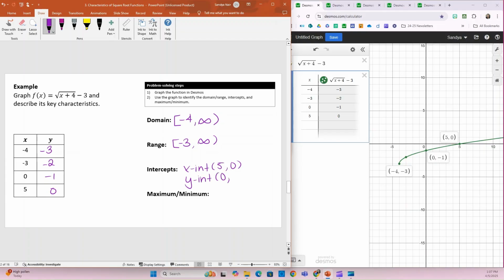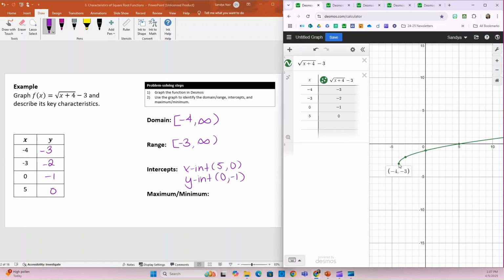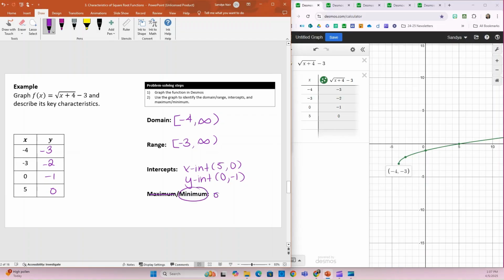You can see based on the shape of this graph that that starting point right there at -4, -3 is going to be a minimum. So that means we have a minimum of -3 because that's the lowest y value, and that occurs at x equals -4.